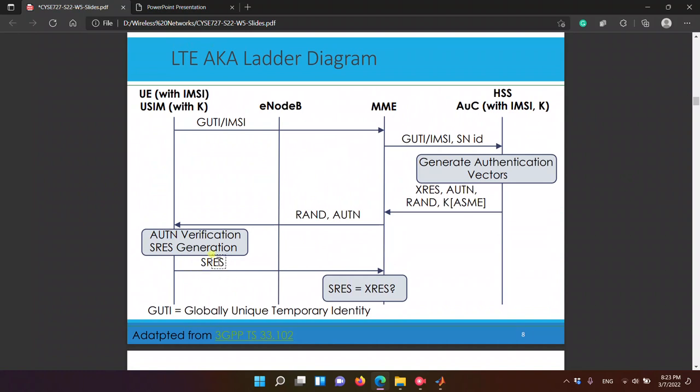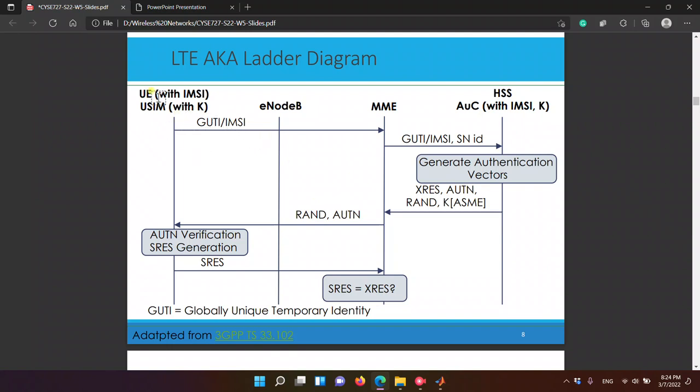Then the user sends the SRES. I guess it's also a verification vector. So the AUTN verification, SRES generation. So they generate the SRES and send it to the mobility management entity, and the mobility management entity checks, does the SRES equal the XRES?